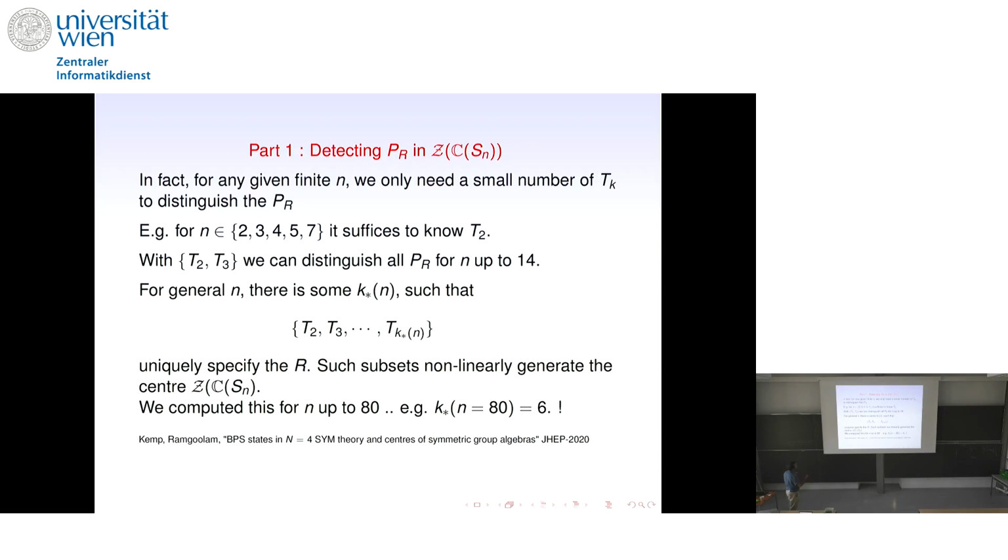And for any general n, there is an interesting number which we call k star of n: T2, T3, up to T_k star, where k star is the smallest number, the place where you have to stop in this list to still be able to distinguish all the Young diagrams. And we did this numerically, and we found that up to n equals 80, you need at most 6 of these, T2 up to T6. So great, that's a mechanism for saying that these eigenvalue problems are good ways to detect these projectors.